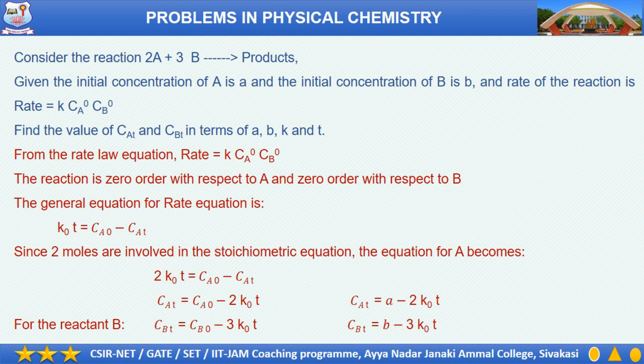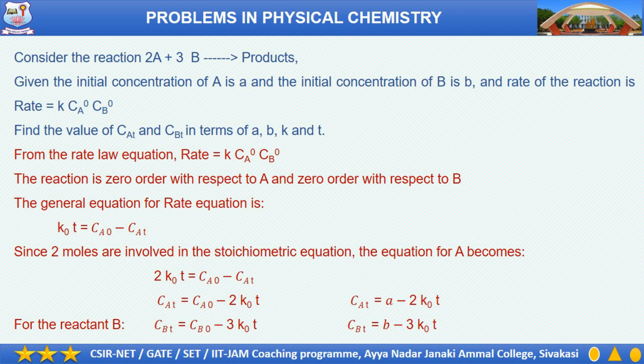Now, can you give what would be the equation? Bring this to this side and bring that one. You will get concentration of A at the time t is equal to concentration of A naught minus 2 K naught t. When only one stoichiometry is present, the equation is C t is equal to C naught minus K naught t. Only one concentration, stoichiometry 1 is there, but here stoichiometry 2 is present. Therefore, it is 2 K naught t.